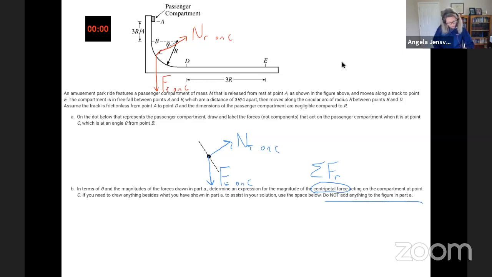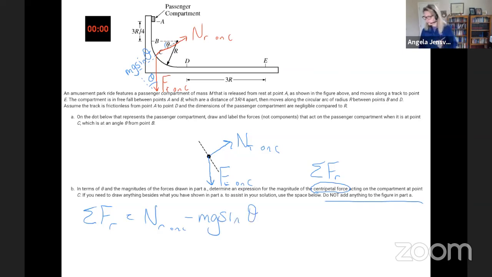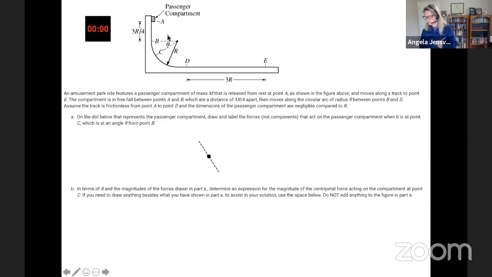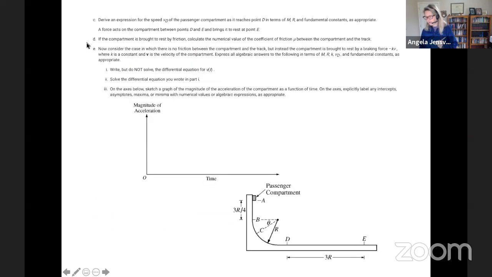So we'll draw components here. Now look, if this angle is theta, this angle is also theta. So the radial component would be mg sine theta, okay? So now we can sum the forces in the radial direction. Toward the center is normal of the ramp on the cart minus mg sine theta, okay? Okay, we're not done. Why don't you guys finish it up?